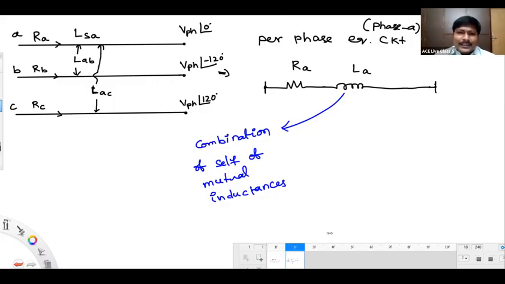Bundle conductors I will discuss in this chapter. I have mentioned it already. Bundle conductors will be dealt with in this chapter. Okay, let me continue. These are the phase voltages: conductor A, conductor B, conductor C.